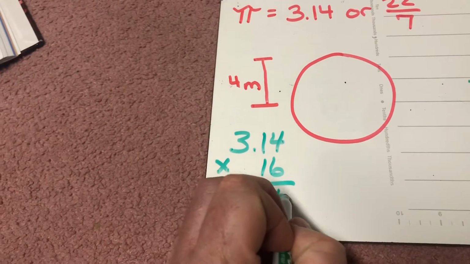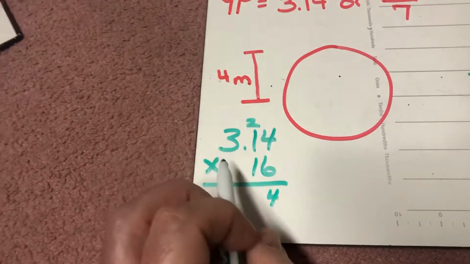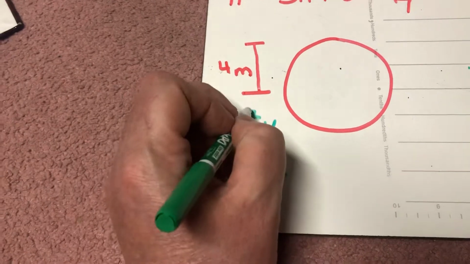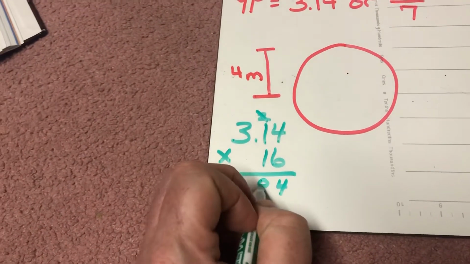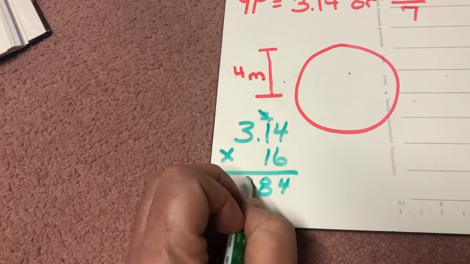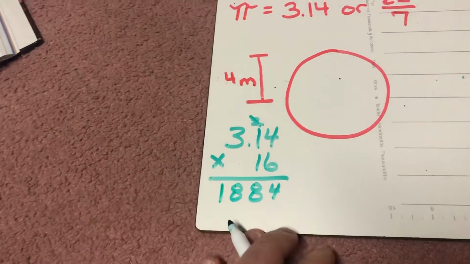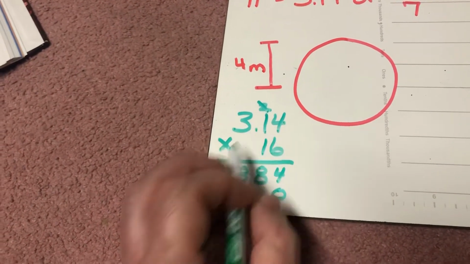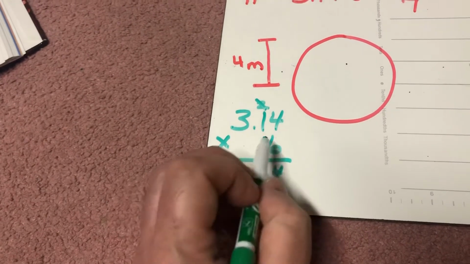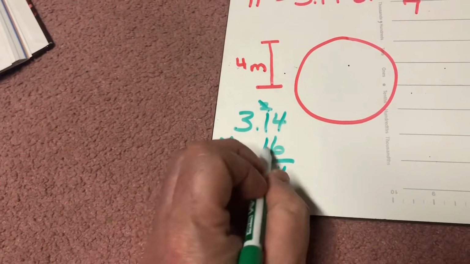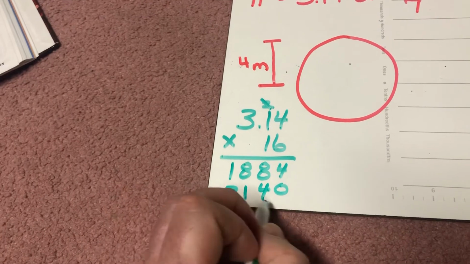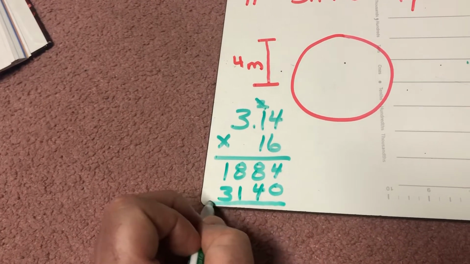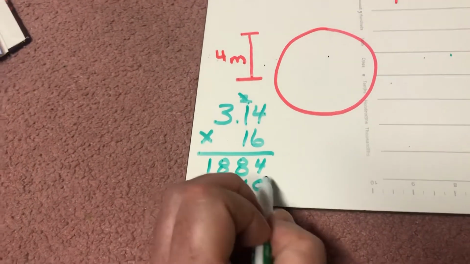6 times 4 is 24. Put the 4 down, carry the 2. 6 times 1 is 6, plus 2 is 8. 6 times 3 is 18. I put a 0 down, so everything lines up with my 1. 1 times 4 is 4. 1 times 1 is 1. 1 times 3 is 3. I did not give myself a lot of room for adding, but I'll put it over here.